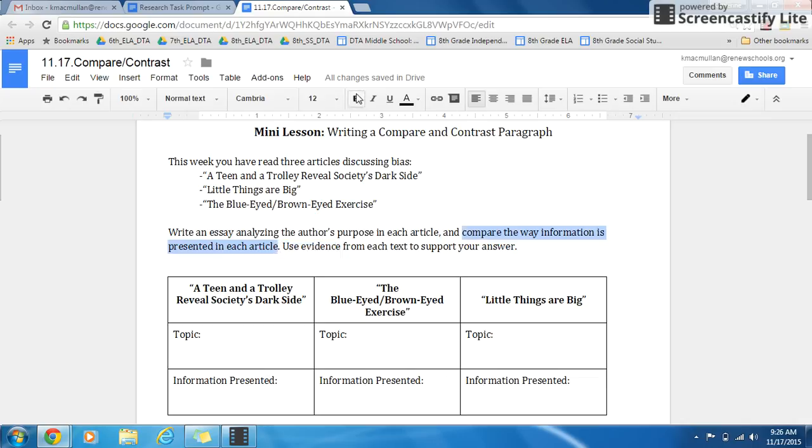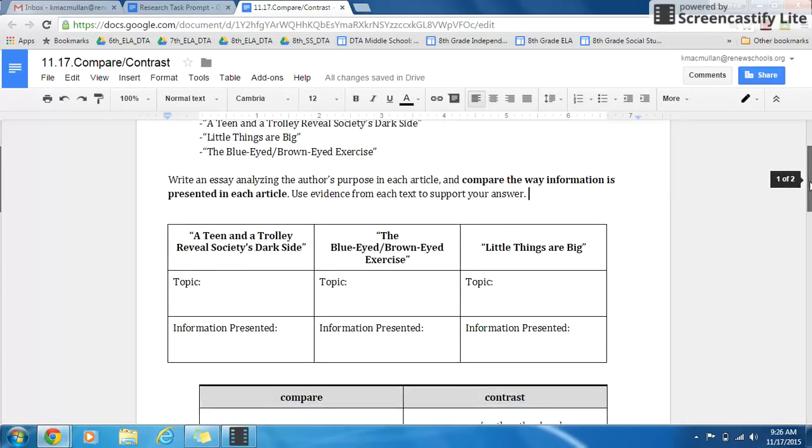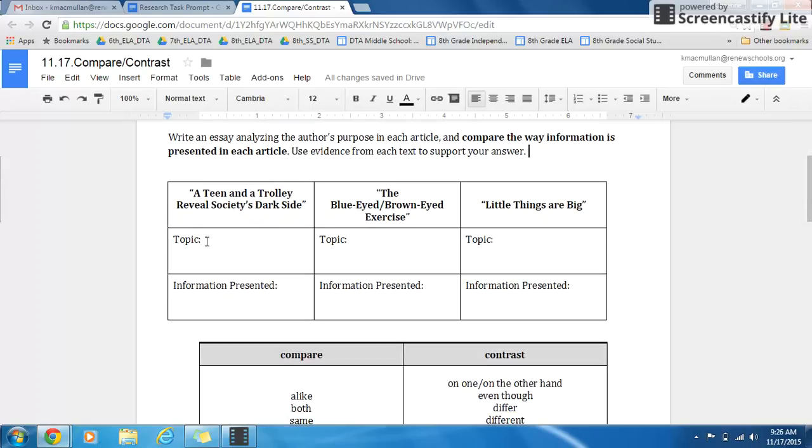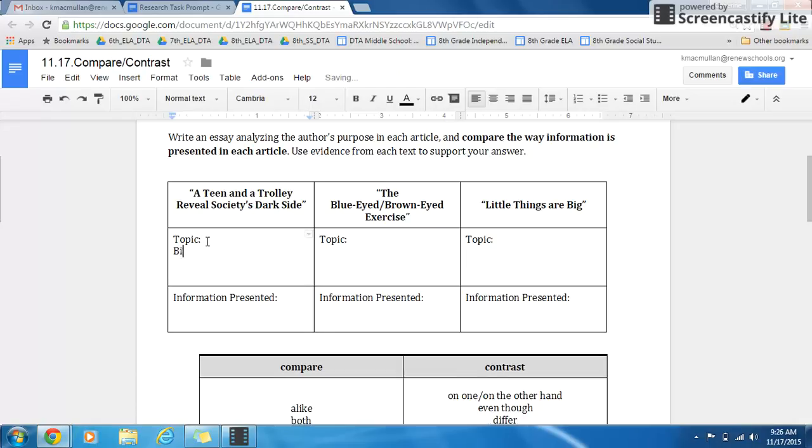So we're really going to be focusing on this second part, which is to compare the way that information is presented. We've already identified our author's purpose, and we've already identified how each author presents information, but now we have to go and look at those similarities and differences. So if we look at this chart, we have our 3 articles. And what is the topic that all 3 of these articles share? That's right, they're all talking about bias.